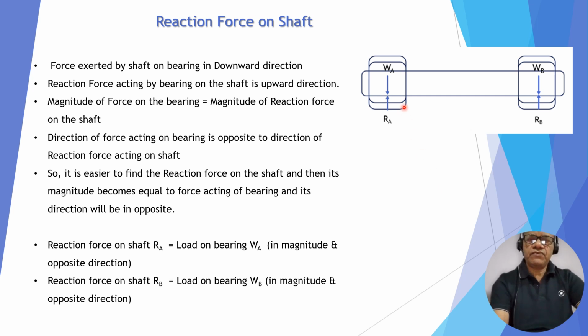Let's understand what is reaction force and what is the load acting on the bearing. If you look at this, this is a shaft supported by bearing A and bearing B. W is the load acting on the bearing and RA is the reaction force on the shaft exerted by the bearing. So the magnitudes are the same but opposite in direction. If the reaction force is upward, the load on the bearing will be downward, but the magnitude will be the same. So we have to first calculate the reaction forces on the shaft at bearing locations A and B, and the same will be used as the load on the bearing at A and B.